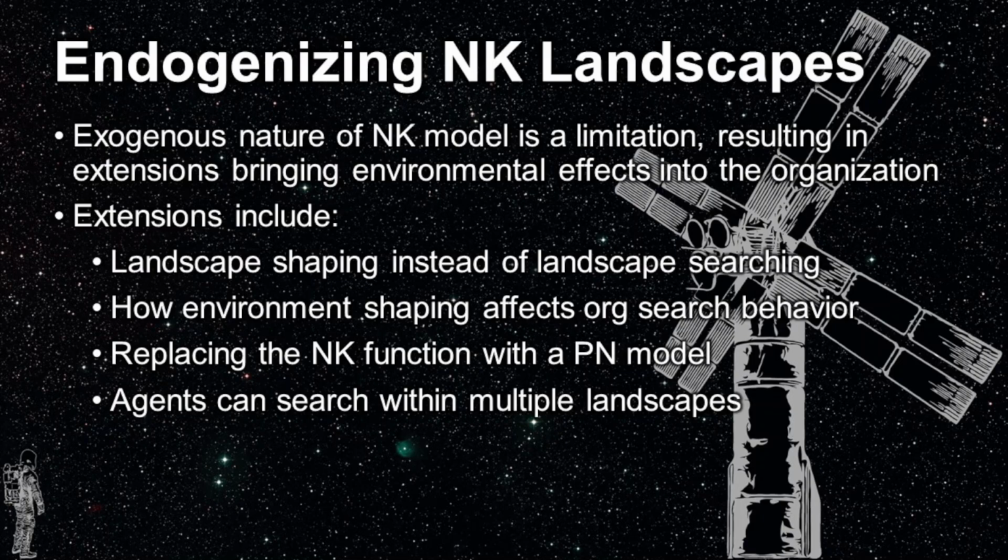One approach, rather than extending the current model, is replacing the NK function with a PN model that varies from the original in a bunch of different ways. Another extension mentioned in the chapter is one where agents can search within their own landscape and within other landscapes as well. This way, agents can change their landscape in ways that reflect real-world situations that are not part of the current NK model. Well, that's it for chapter 21.